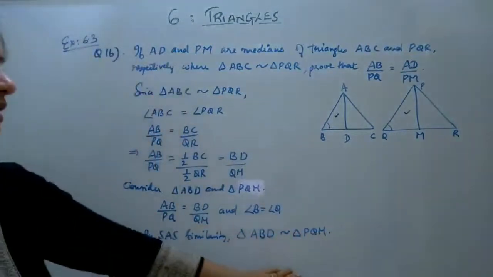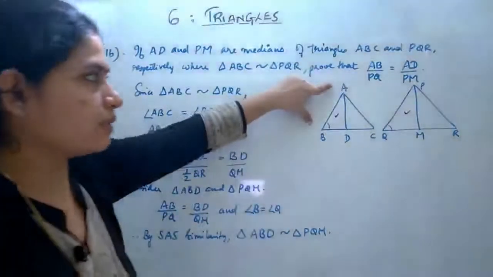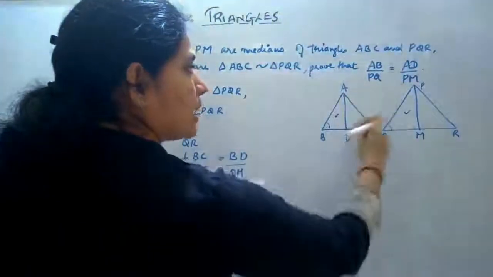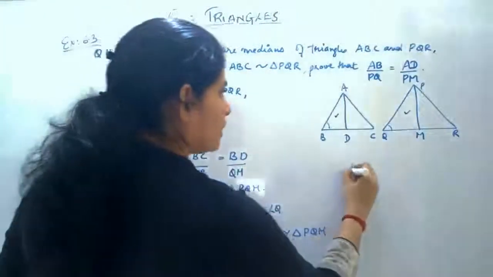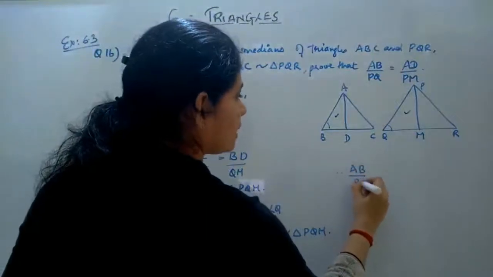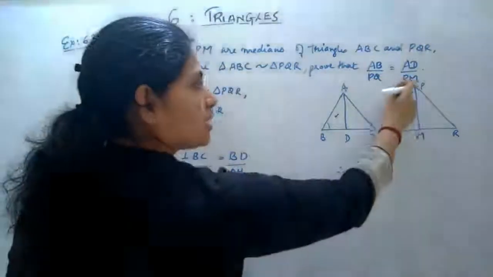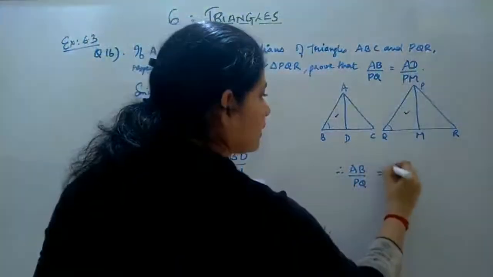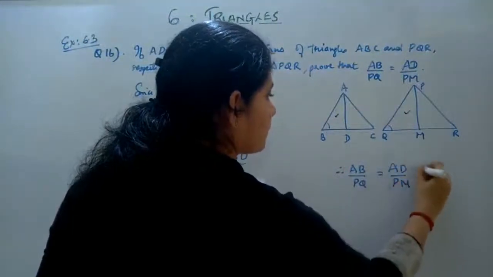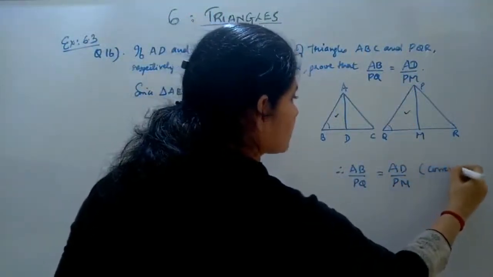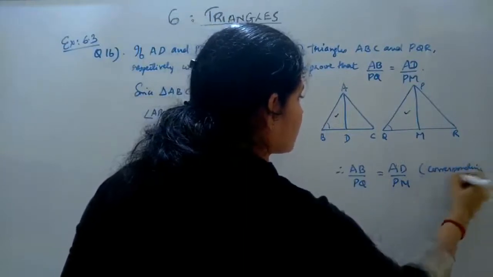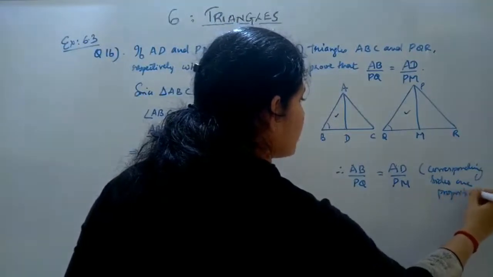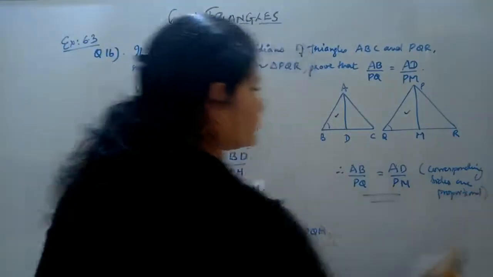Now from this similarity concept, you can just see which sides will be proportional. AB by PQ will be equal to BD by QM equal to AD by PM. Okay, therefore AB by PQ equal to, the requirement of the question says that we need only this ratio, so we are just writing AD by PM, since the corresponding sides are proportional for similar triangles. Okay, clear?